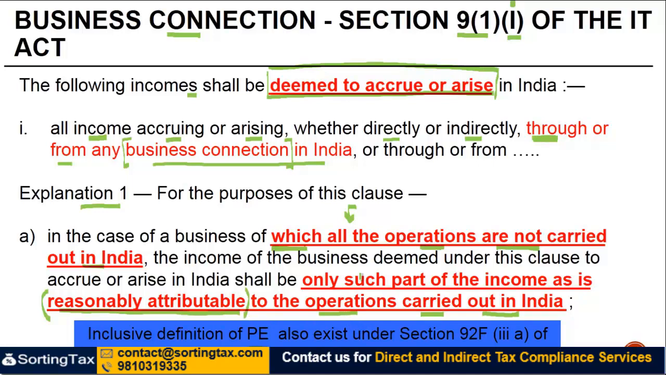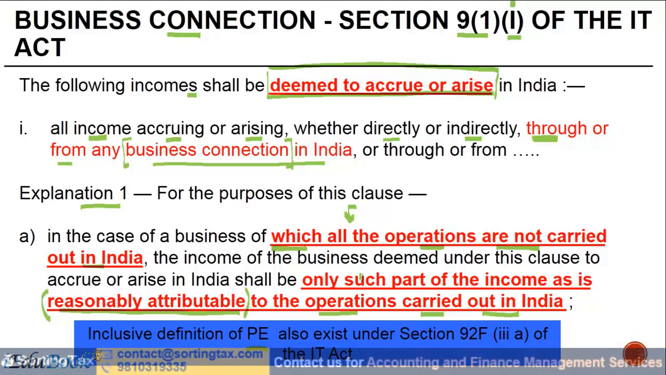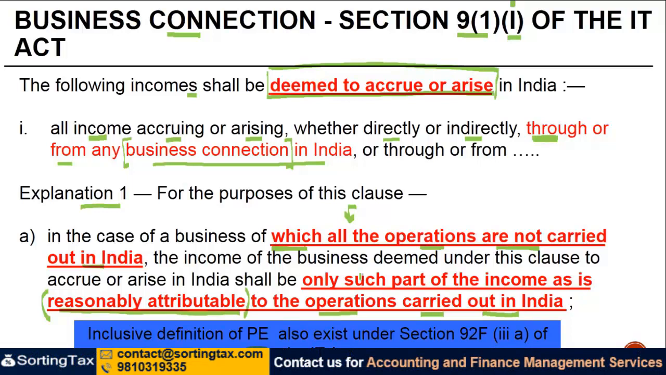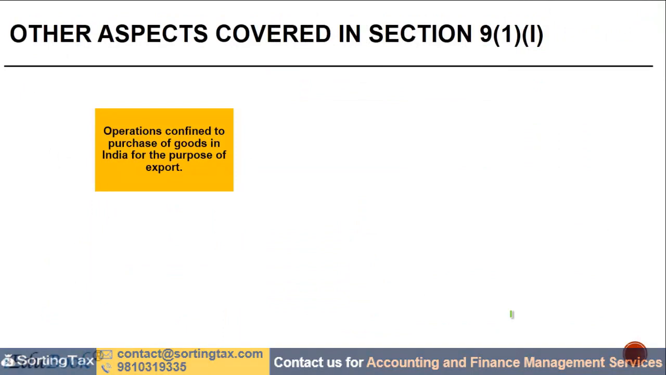So, for example, if this agent working in India had been the only business activity the non-resident was carrying out, how much profit would he make? That allocation has to be done in many cases by use of transfer pricing methods, by finding other companies who have similar businesses. But whatever is reasonably attributable to the operations carried out in India, only that income will be treated as deemed to accrue or arise in India through that business connection. There's also an inclusive definition of PE under Section 92F(3A) of the IT Act. We'll come to that definition.